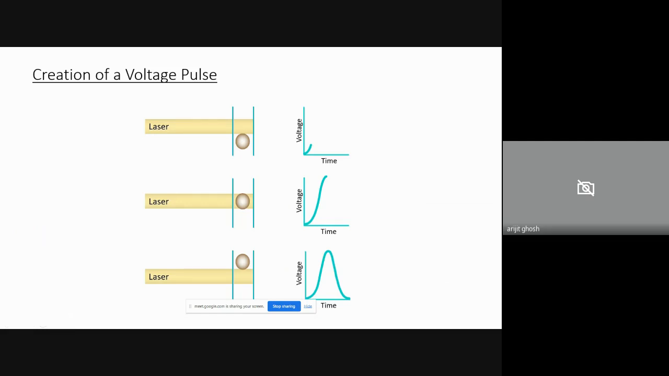Okay, so how is a voltage pulse created in a flow cytometer? You can see this is a flow cell. When a cell or particle enters the flow cell and hits the laser beam, the pulse is generated, it peaks when the cell is totally inside the laser beam, and it ends when the cell leaves the laser beam. So that is how a voltage pulse is created.